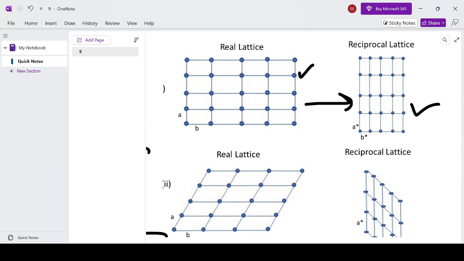The reciprocal lattice को हमने real lattice से ही draw करना है. तो अगर हम इसको देखें तो ये इसका 90 degree, if we rotate it, it looks like a 90 degree image of the real lattice. So this is a rectangular lattice, this is again a rectangular lattice.